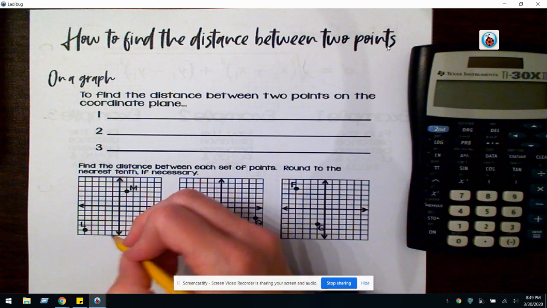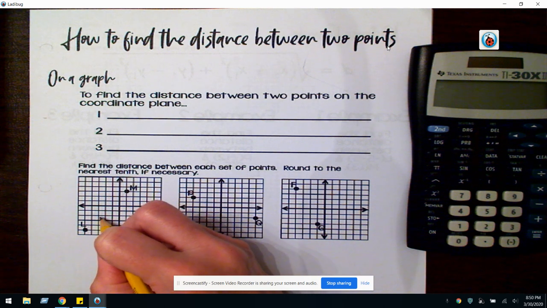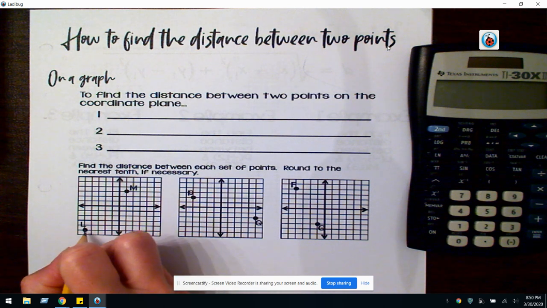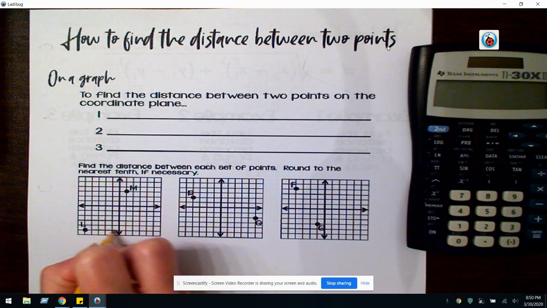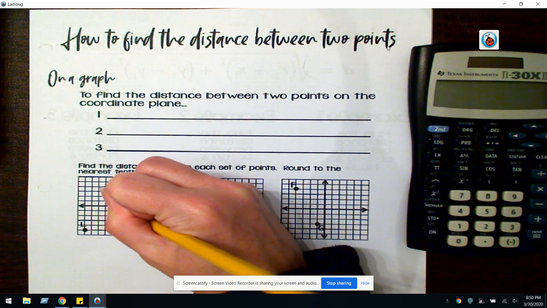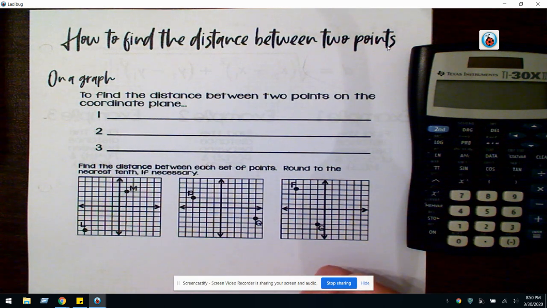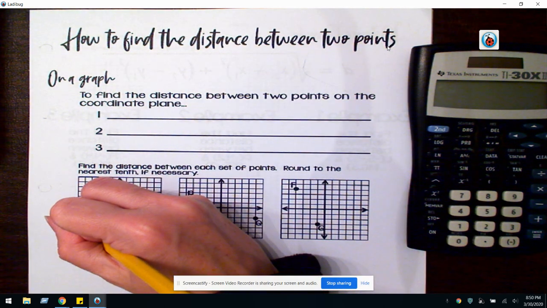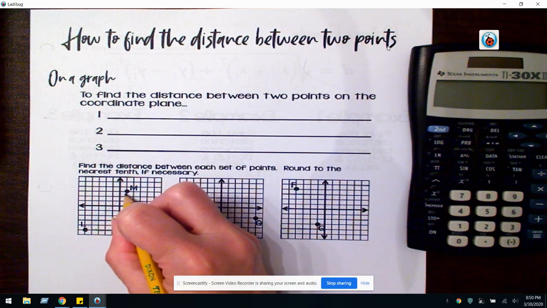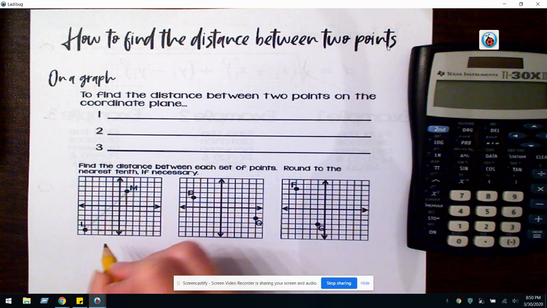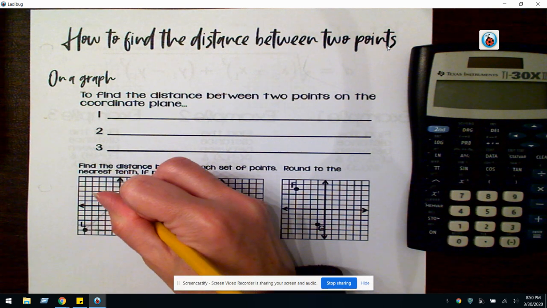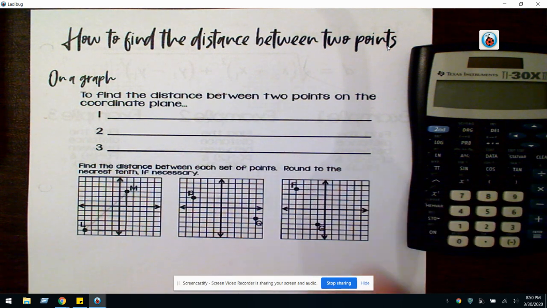So I know we've talked about this in class before, that you can't just count these spaces because they're not actually worth one. But what is worth one is the spaces going directly across, which are horizontal, and the spaces going up, which are vertical. So what I'm going to show you is that you can actually use the Pythagorean theorem to find the distance between 2 points that are on a diagonal, because when you go horizontal and then vertical, it creates a right triangle.